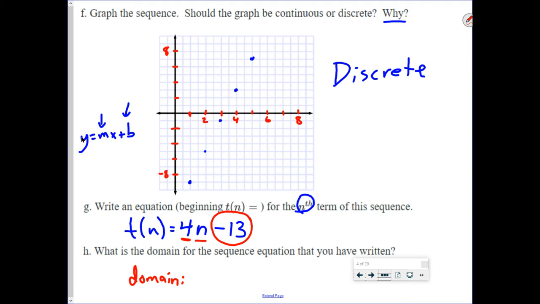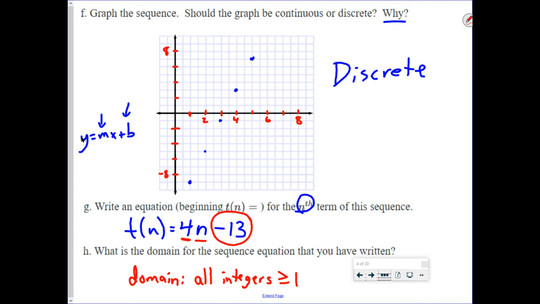Alrighty, here we go. The domain is all integers greater than or equal to 1. All integers, by the way, are positive and negative whole numbers. So all integers that are greater than or equal to 1. So 1, 2, 3, 4, 5, 6, 7, all whole numbers from there on out.